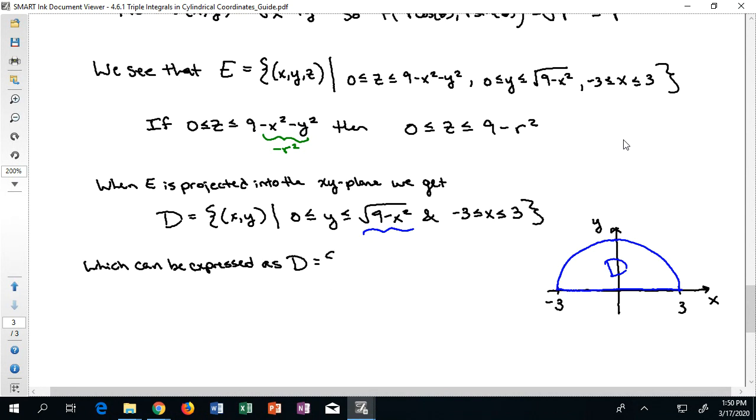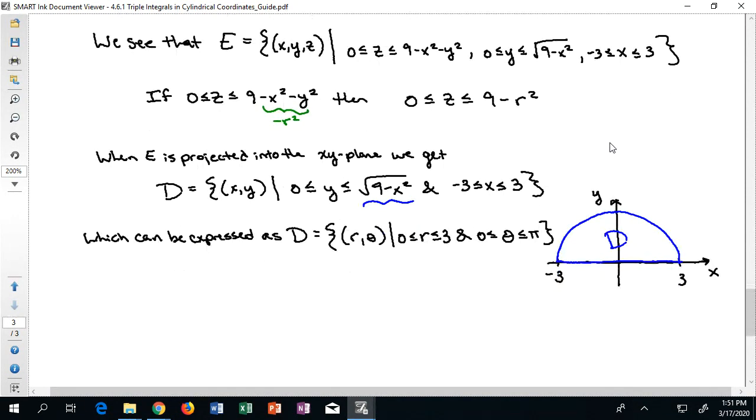D could be considered as a polar region. And what would the bounds on r be? If you said 0 to 3, you're correct. What about the bounds on theta? Think about where you'd have to start looking and where you'd stop to view all the spots. You'd have to start at 0, and you could go all the way to pi.